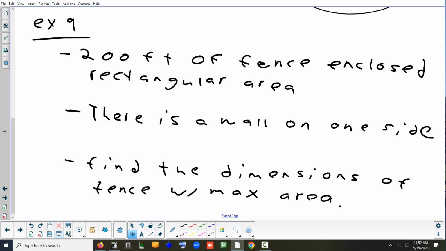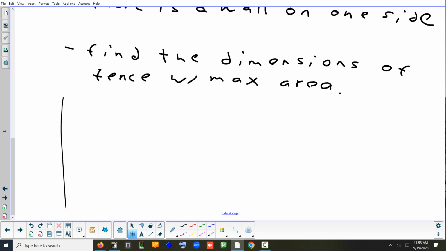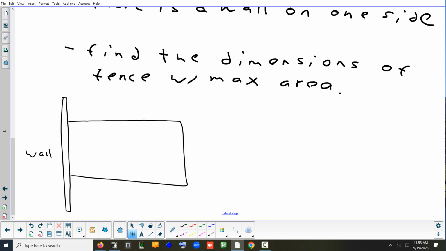So first thing I'm going to do is draw one of the objects they tell me in the problem. What's an object that's in this problem? Yep. Okay, the rectangle. What else? The wall. Yeah. So here's our wall. And we're going to build fencing on 3 sides of that. Now, how much fencing do we have? We have 200 feet, okay.